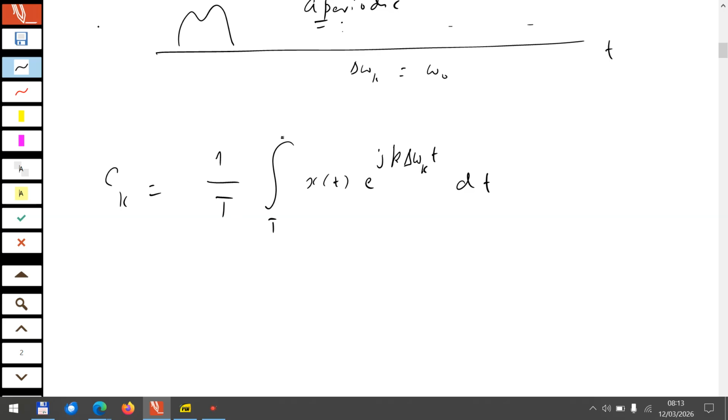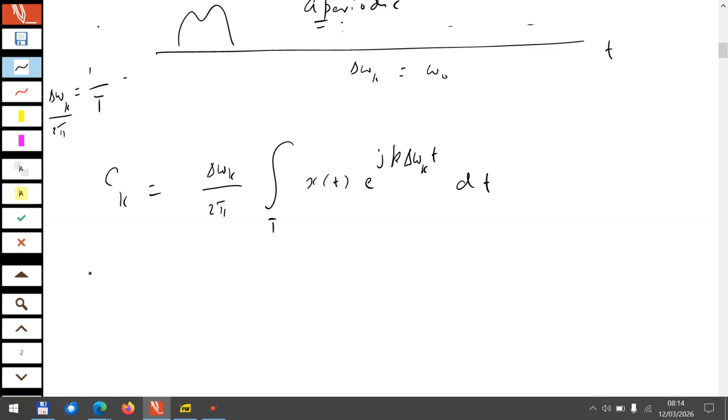What about 1 over T? We also saw that 2 pi by T was omega naught, right? So that is also delta omega k. So if delta omega k is 2 pi by T, if I now divide both sides by 2 pi, what happens? This becomes 1 over T, right? And this becomes delta omega k by 2 pi. So I can now replace this thing by delta omega k by 2 pi. You see something?